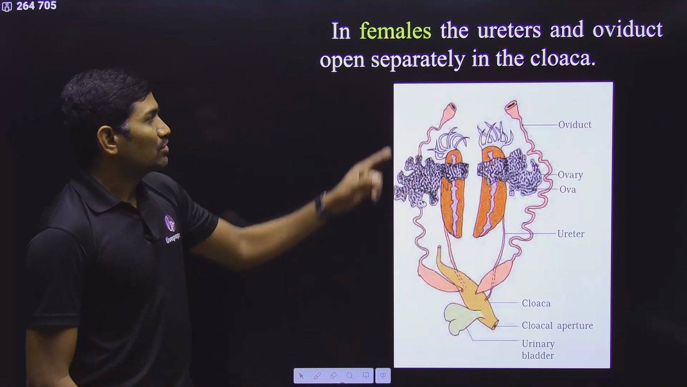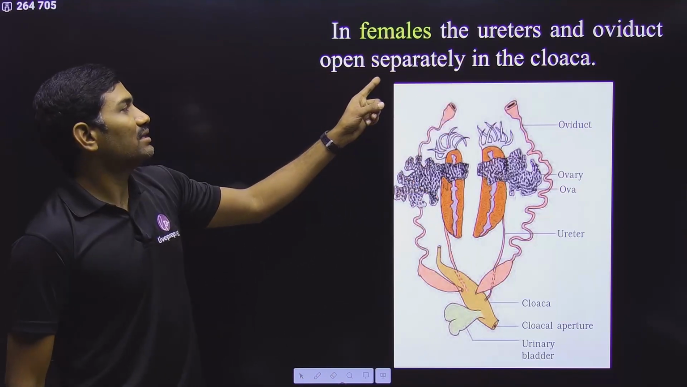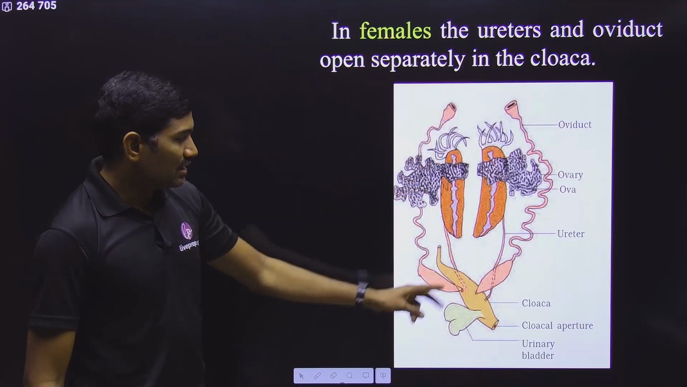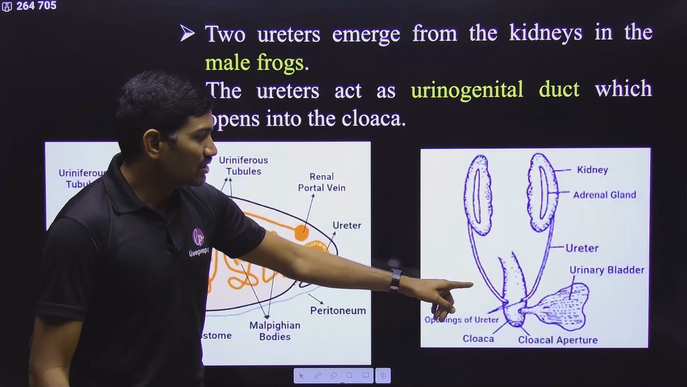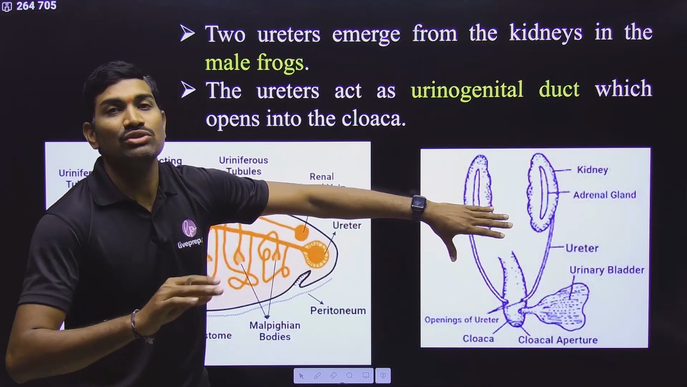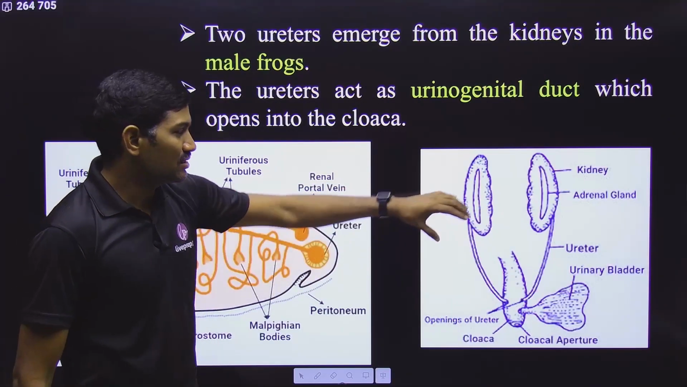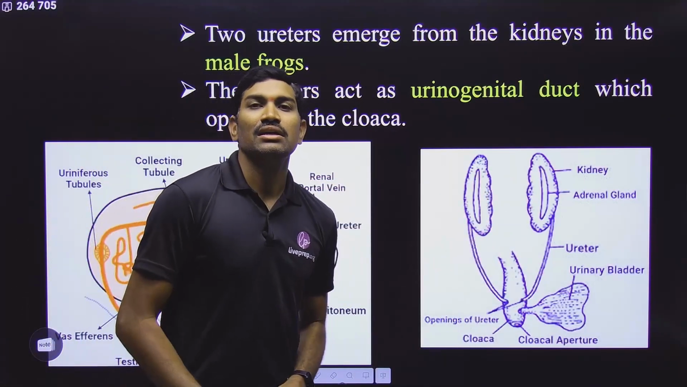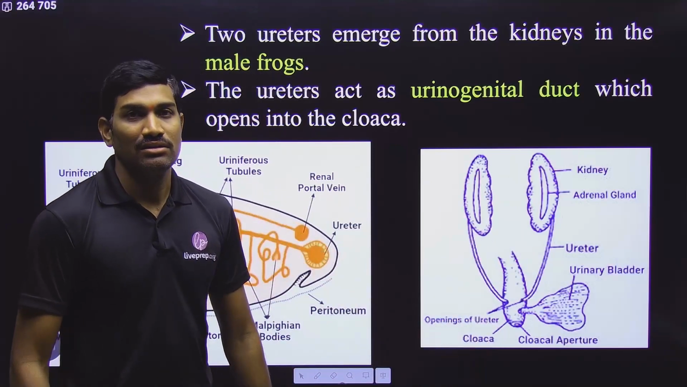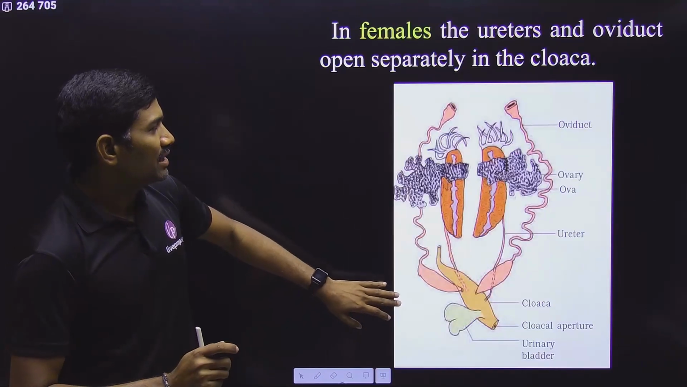Observe carefully. Here what they are saying, in the case of females, the ureters and oviduct open separately into the cloaca. Here separately they are opening. But in the case of male, the ureters are acting as urinogenital ducts. They are collecting both urine and also the sperm cells, and it is a common opening into the cloaca. This is a small difference that you need to notice. Very, very important thing. Don't make any mistakes here.